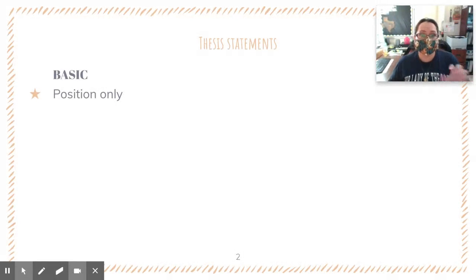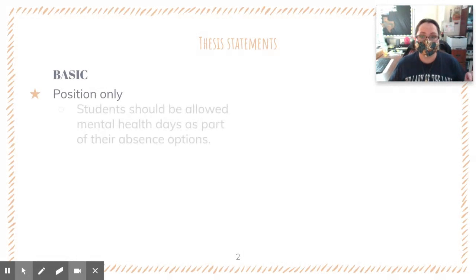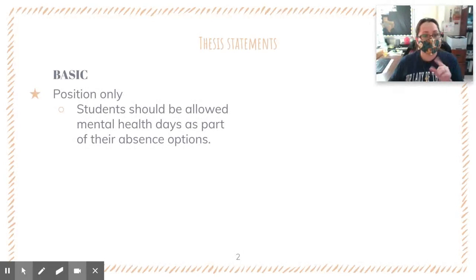So for instance, when we're talking about positions for argumentation, we can play around with some like students should be allowed mental health days as part of their absence options. That is the idea that you are going to argue, you're going to try to persuade and achieve with your audience. Again, when we do thesis statements, it has to have a clear stance. We have to be picking a side, not trying to argue both. We just focus on one.